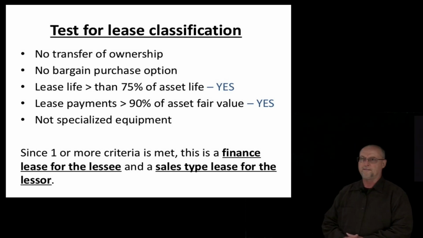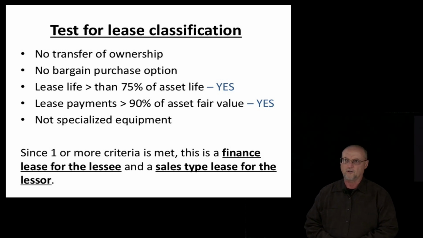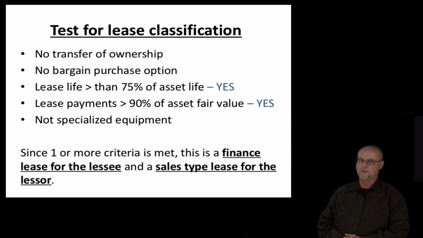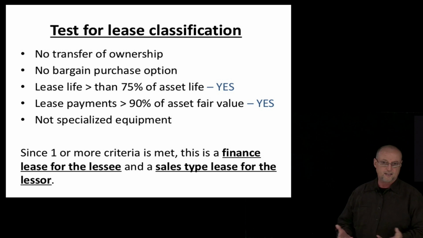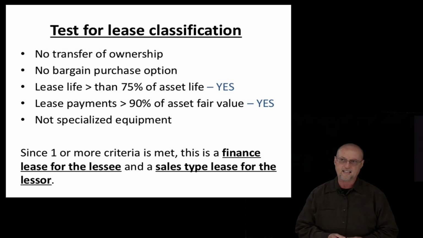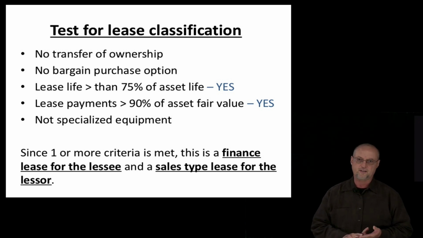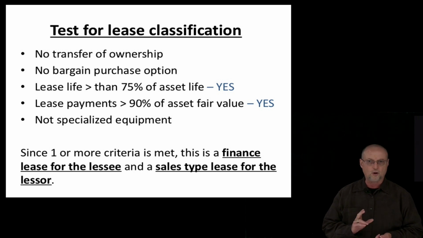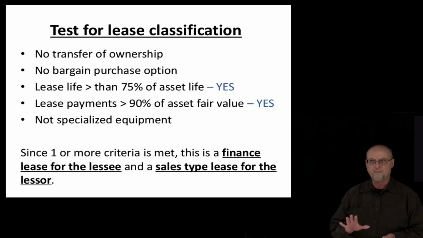Okay, so we're going to go through the 5 criteria, which we somewhat did already, but let's go through it again. There was no transfer of ownership. It fails that test. No bargain purchase option. It fails that test. The lease life is 5 years. The asset's estimated useful life is also 5 years. That's more than 75%. It's 100%. It passes that test. Therefore, it's a finance/sales type lease, since it only has to pass one of those 5 tests, any one of those 5.